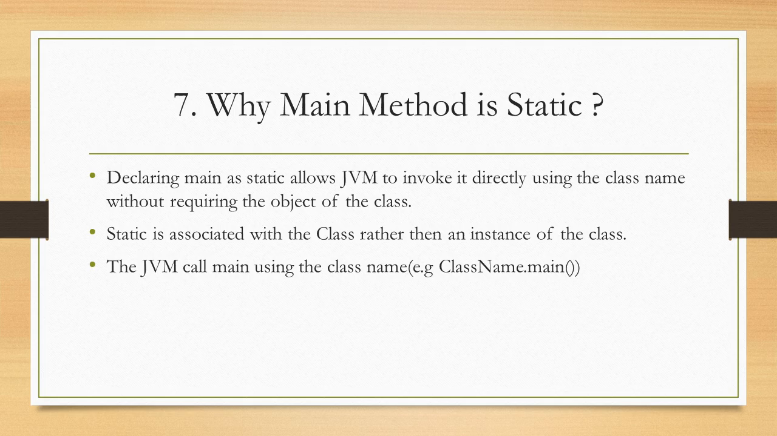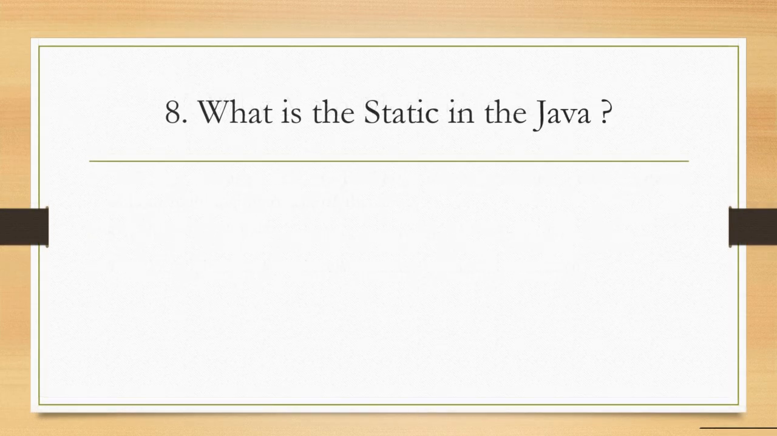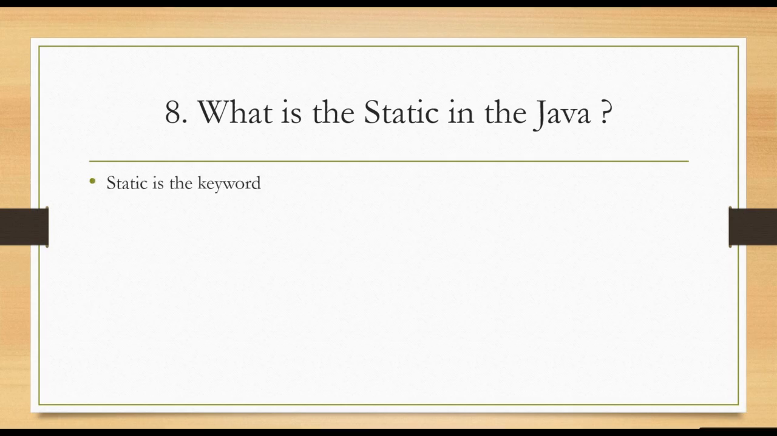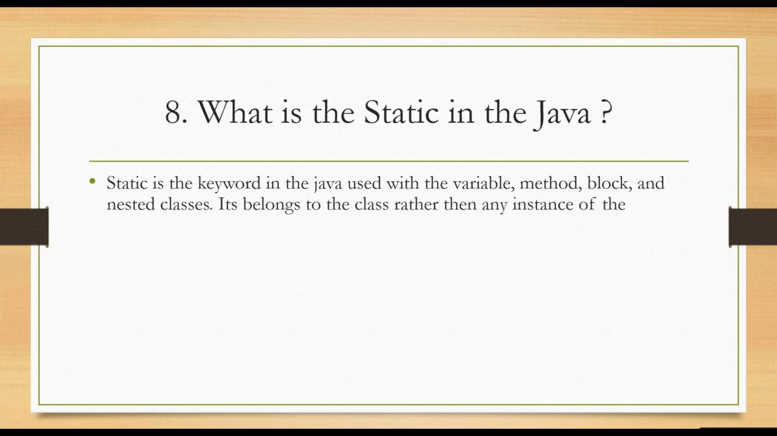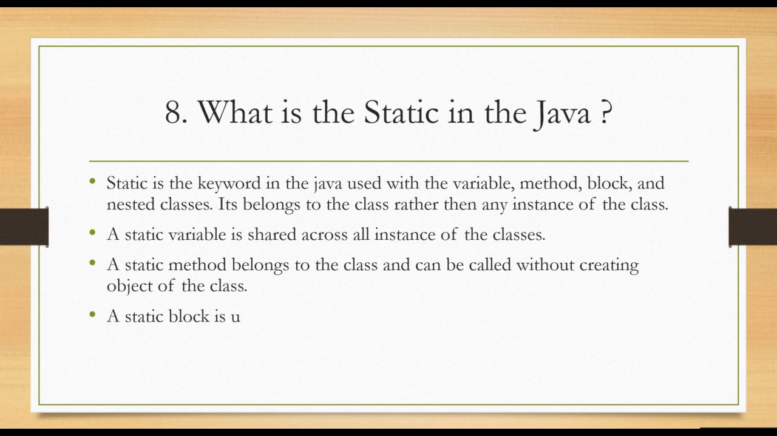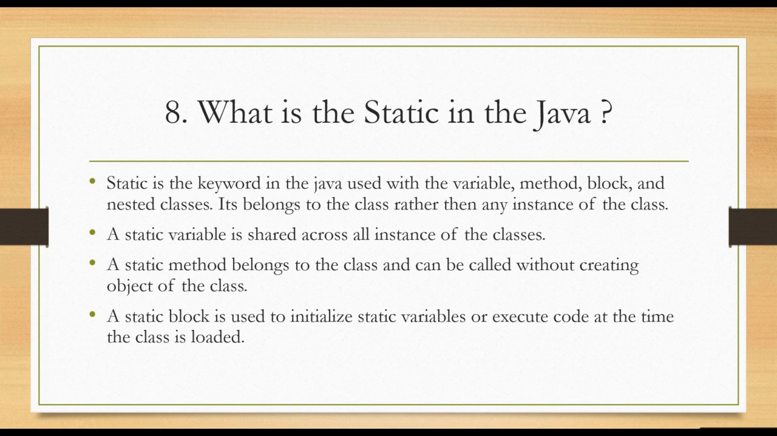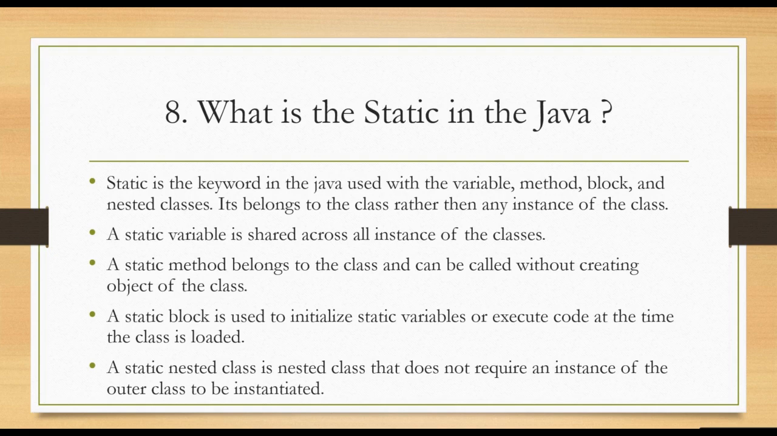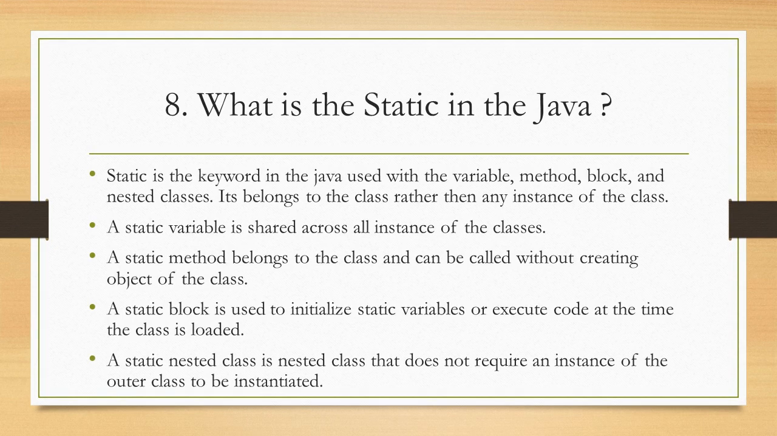The next question is: what is static in Java? Static is a keyword in Java used with variables, methods, blocks and nested classes. It belongs to the class rather than any instance of the class. A static variable is shared across all instances of the class. A static method belongs to the class and can be called without creating an object of the class. A static block is used to initialize static variables or execute code at the time the class is loaded. A static nested class is a nested class that does not require an instance of the outer class to be instantiated.